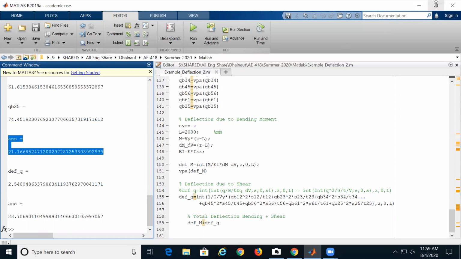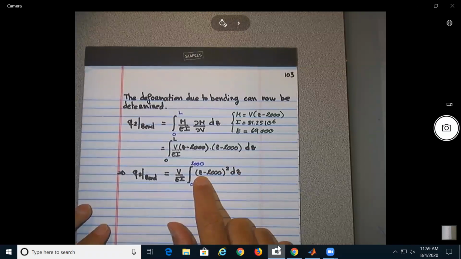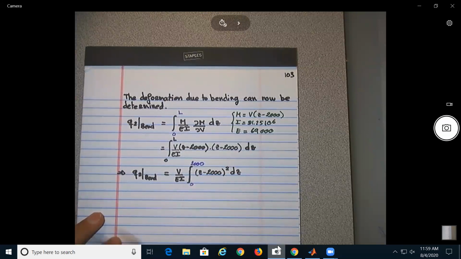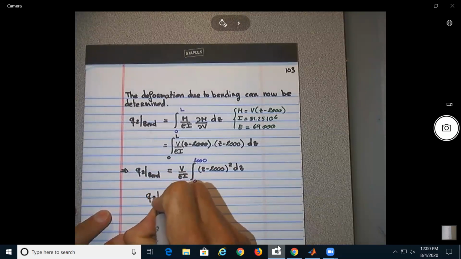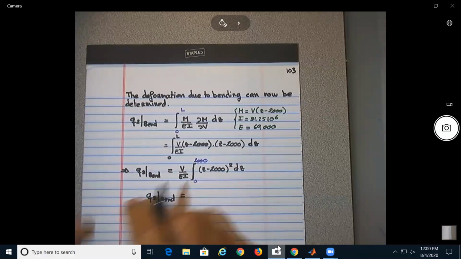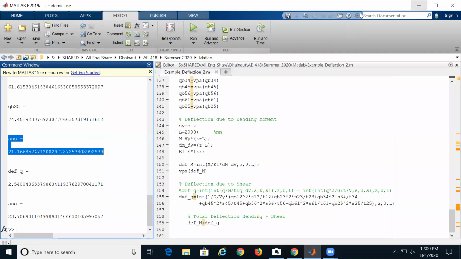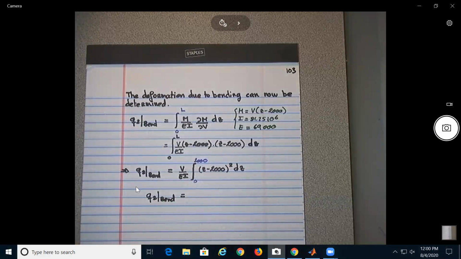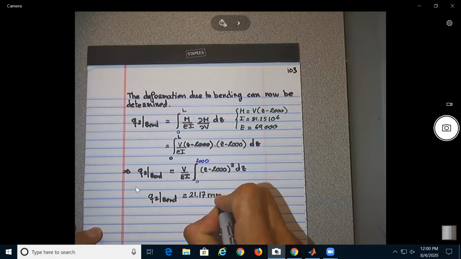21.17 millimeters. But I mean, again, if you want to integrate this, what would that be? Will be z cubed over 3 minus 1000 z plus the double product, no? But anyway, so from MATLAB, Q2 bending is equal to 21.17 millimeter.